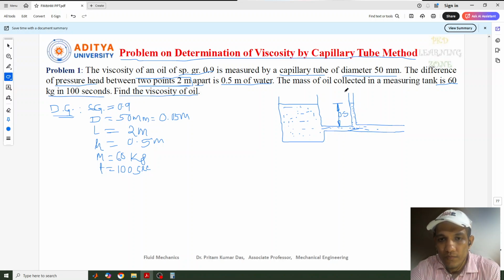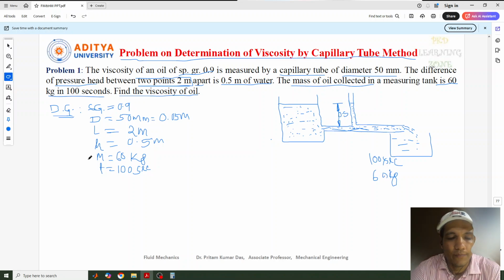The oil flowing through this pipe comes out and is collected in a tank. In 100 seconds, 60 kg of oil was collected, so from here we can find the quantity, or the discharge. This is the concept. And the distance from here to here is 2 meter, the length.